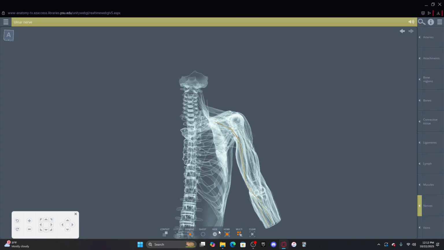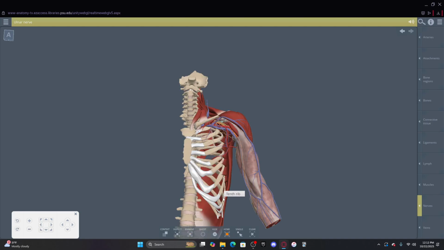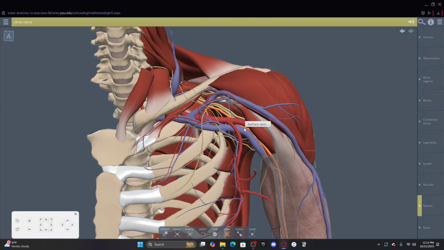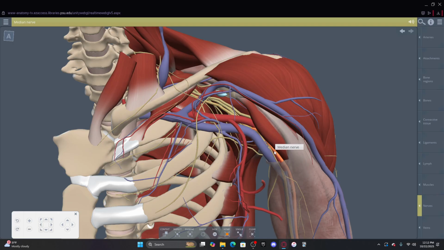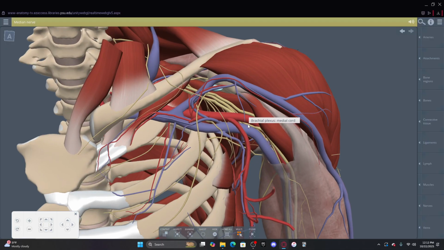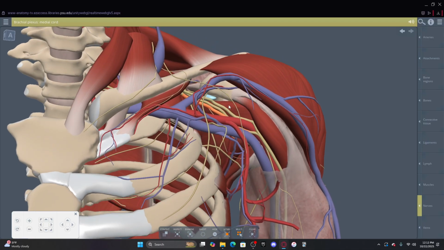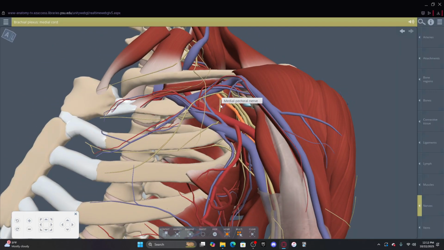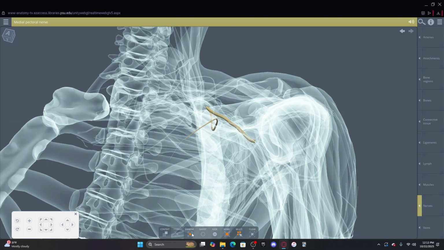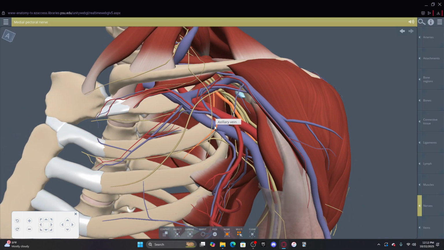And then the last two nerves that I'm going to go over are the medial pectoral nerve and the lateral pectoral nerve. Coming off the medial cord, we have the medial pectoral nerve along with the medial cutaneous nerves of the arm and forearm. So let's look for our medial cord. We have our axillary artery. If we move medial, that's the medial cord. And coming off of our medial cord, we have our medial pectoral nerve.